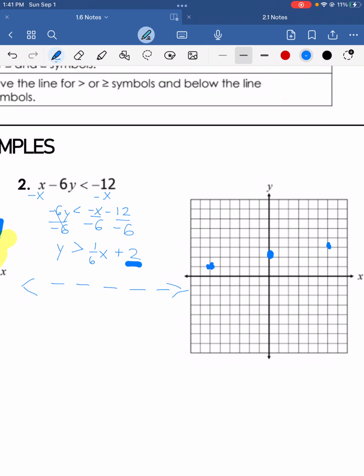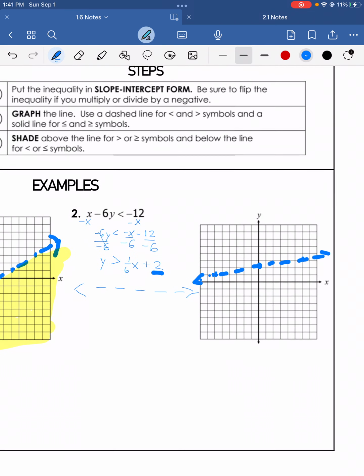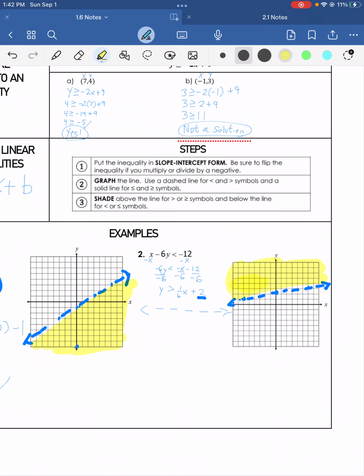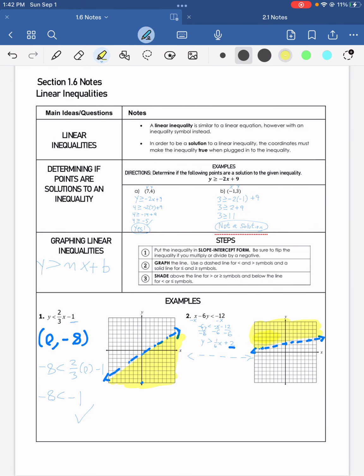Now we're going to do a dotted line. It's not a perfect dotted line, but it's good enough. And we need to determine what area we're going to shade. Now we're going to shade above because it's greater than. You always want to shade above if it's greater than. And then you can test a point. I'm not going to, but if you want to test the point, you can pick like 0, 8 and see if we shaded the correct area. But it's just a way you can check your answer, okay?